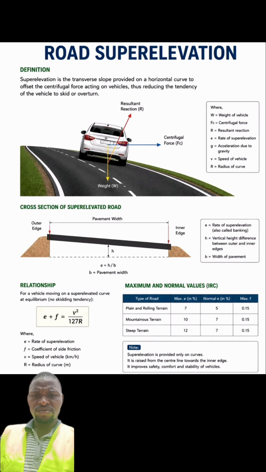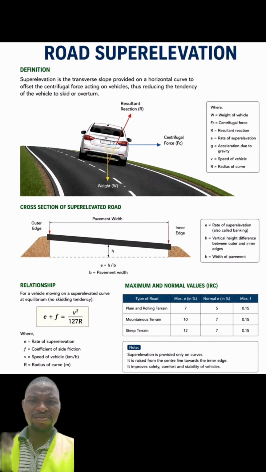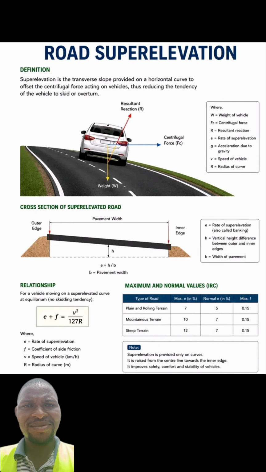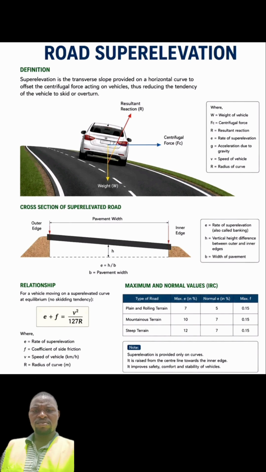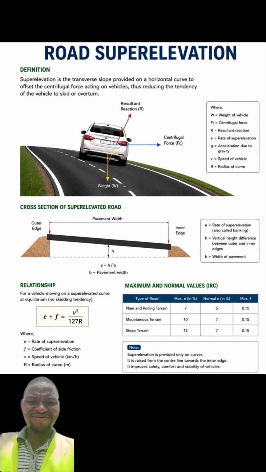So where W is the weight of the vehicle, Fc is the centrifugal force, R is the resultant reaction, our super elevation is designated by E, small letter e, g is the acceleration due to gravity, V is the speed of the vehicle, and R, capital letter R, is the radius of the curve.